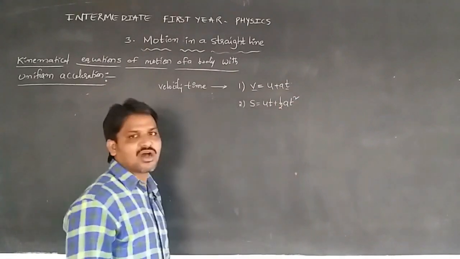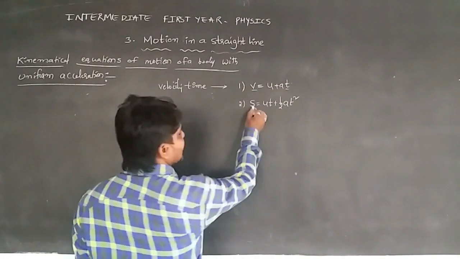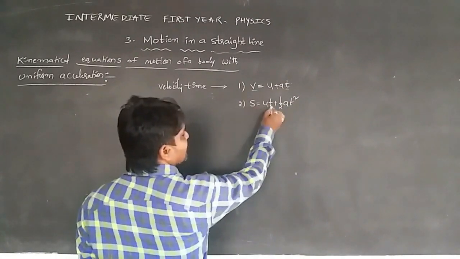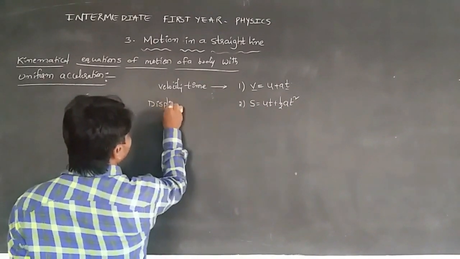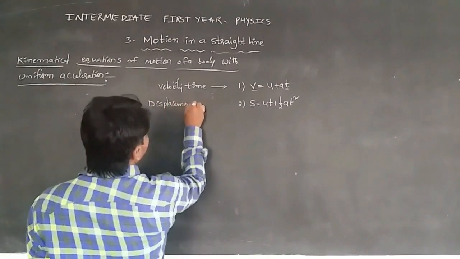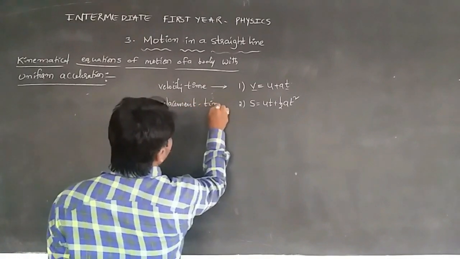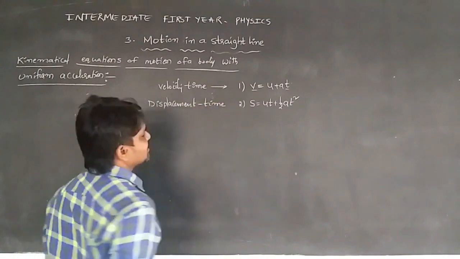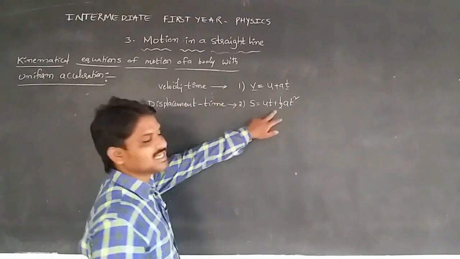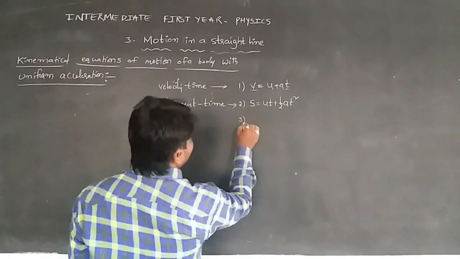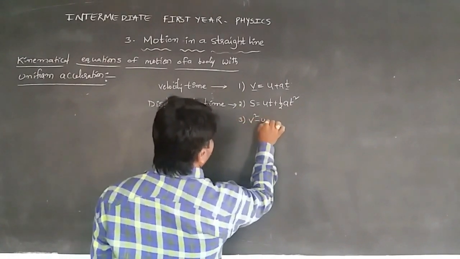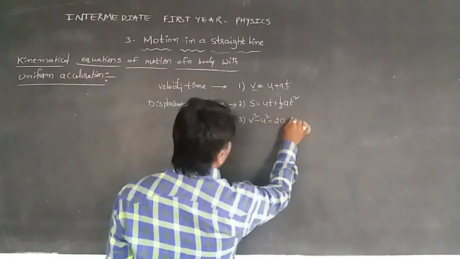In ut + half at square, S means displacement. This relation is also called the displacement-time relation. The third relation is V square minus U square = 2AS.